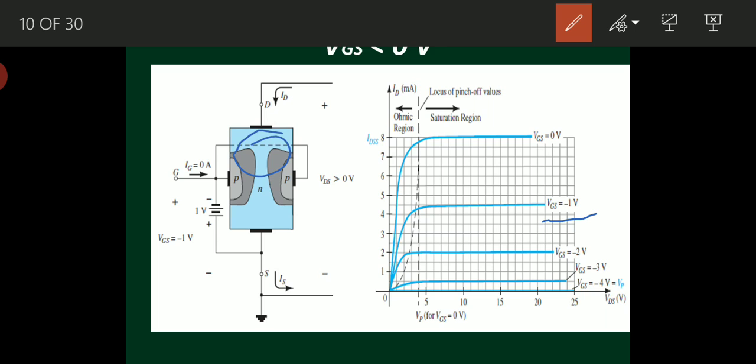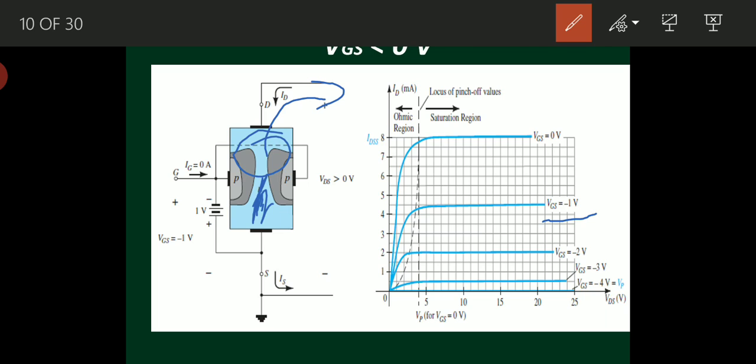So what will happen if pinch off occurs? If pinch off occurs, the channel width will become very, very narrow at drain terminal, and only a very small gap exists in the channel at drain. So all the electrons will accumulate here in the channel, and only a constant number of electrons will move towards drain terminal. Why? Because pinch off is occurring earlier than previous condition. Okay, so what will happen? Current will become constant much more earlier than VGS equal to 0 condition.